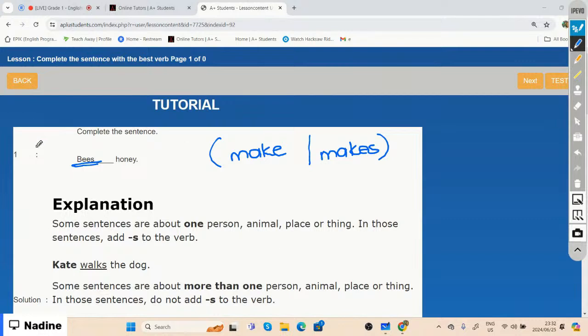No, we need to complete the sentence. You see these two words that I put in brackets, right? Because now we are going to identify the verb, the best verb and the correct verb. So bees is more than one, right? So do we say that bees make honey or do we say bees mix honey? Which one is correct? So we need to choose between make and mix.